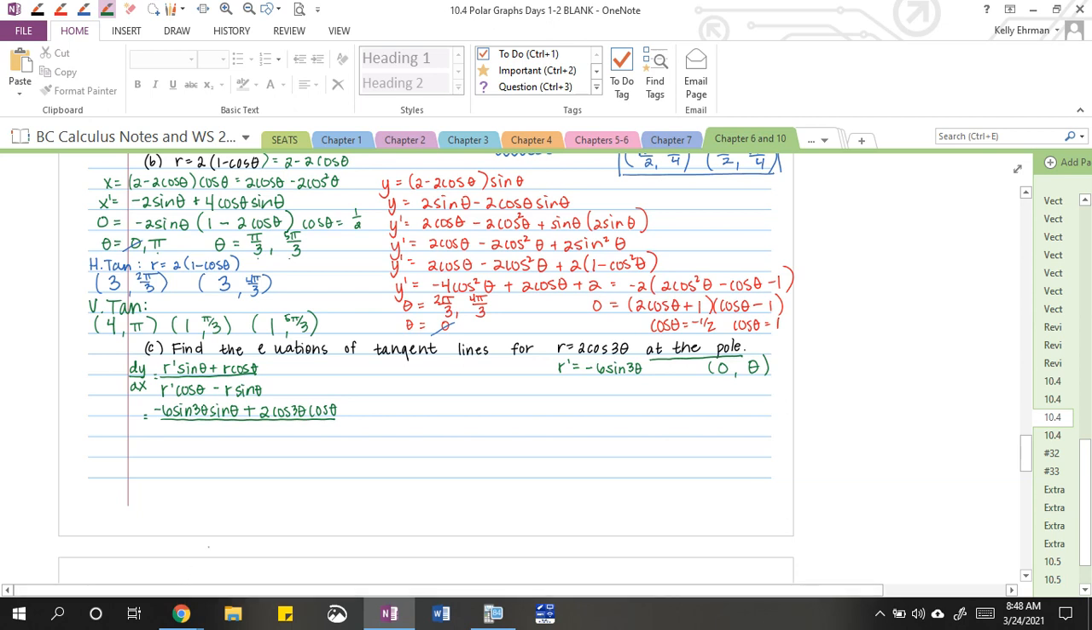Denominator, r prime times cosine theta. Negative 6 sine 3 theta times cosine theta minus r is 2 cosine 3 theta times sine theta. Now we can have any angle we want at the pole, but r is equal to 0. And so there are a couple of things I want to note before I figure this out.